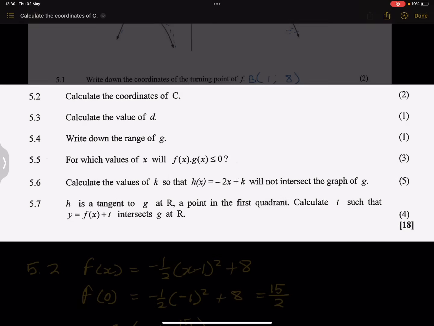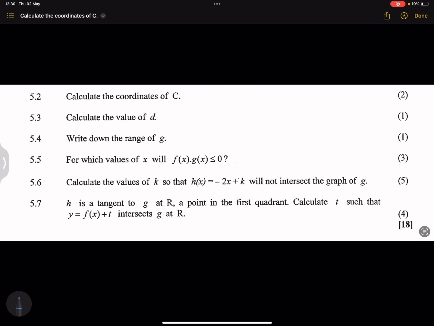Now, first of all, they said h is a tangent. What do we know about a tangent, right? That the derivative of g, at x equal to r, at the x value of r, we are going to get the gradient to be equal to -2. Remember, the gradient of h is actually -2, right?